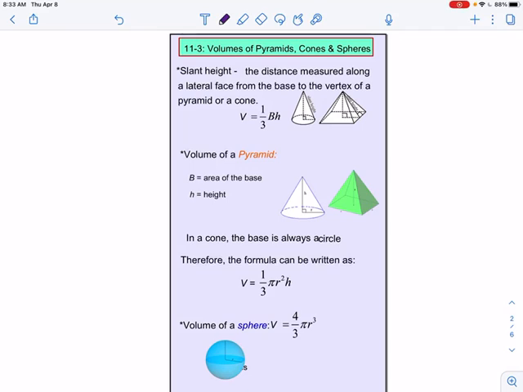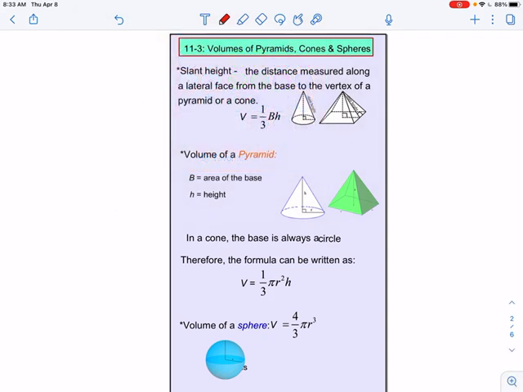This video is about section 11.3, which is volumes of pyramids, cones, and spheres. Right away we need to get a definition out of the way, and it's something called slant height. The slant height is the distance measured along the lateral face from the base to the vertex of a pyramid or a cone.